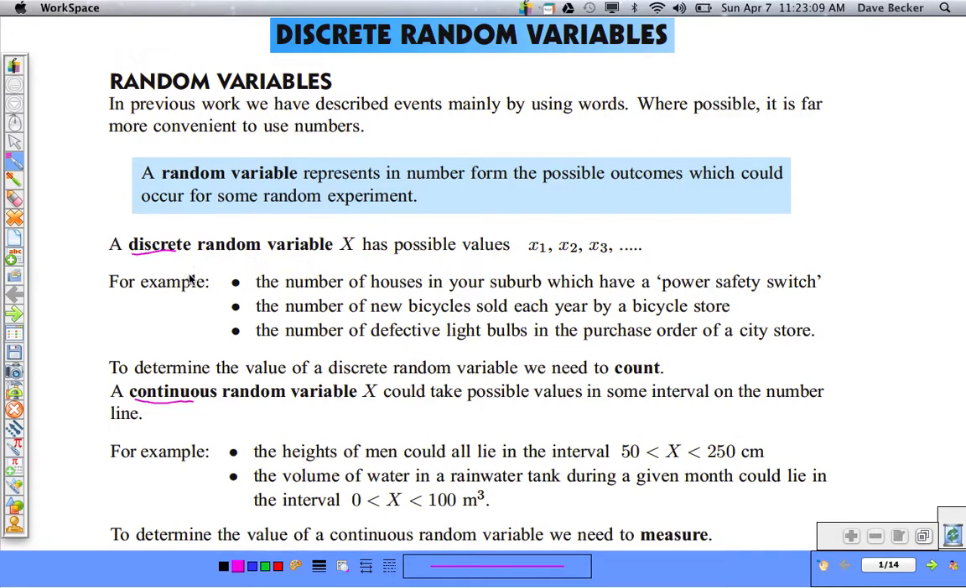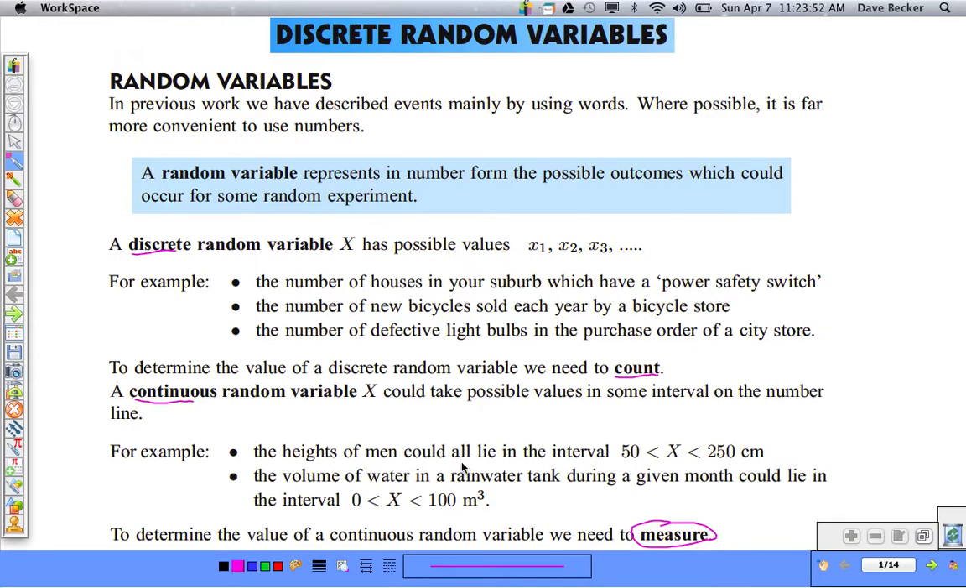What distinguishes discrete from continuous? Well, discrete data can be counted. The number of houses, the number of new bicycles, the number of defective light bulbs. It's a certain number. They are discrete and separate. A continuous random variable has to be measured, in other words, there are no gaps in between. If you have 3 bicycles, there's no such thing as 3.25 bicycles, and don't say, oh, I could cut the bicycle in a quarter. No. If you're counting the number of bicycles, there's 1, 2, 3, 4, 5, or 0, or whatever.